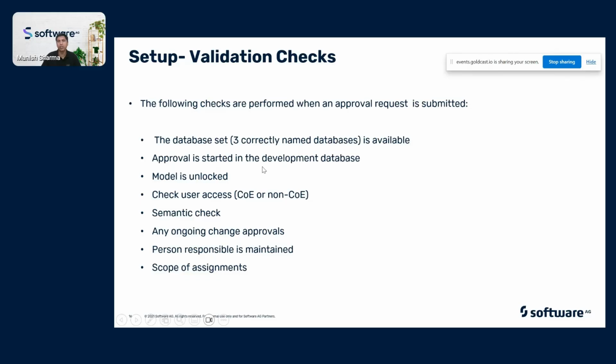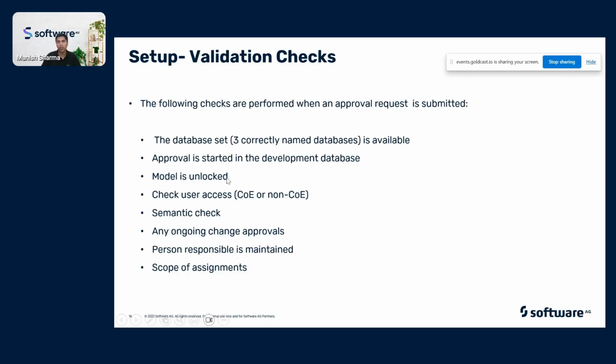It ensures that the change has been carried out in the dev database. You cannot start an approval process in the production database. That is only for consumption. So it checks that the change has been carried out in the dev database and is moving upwards.